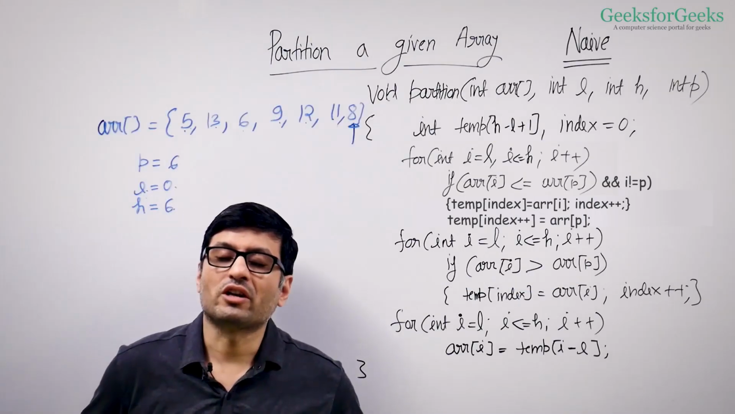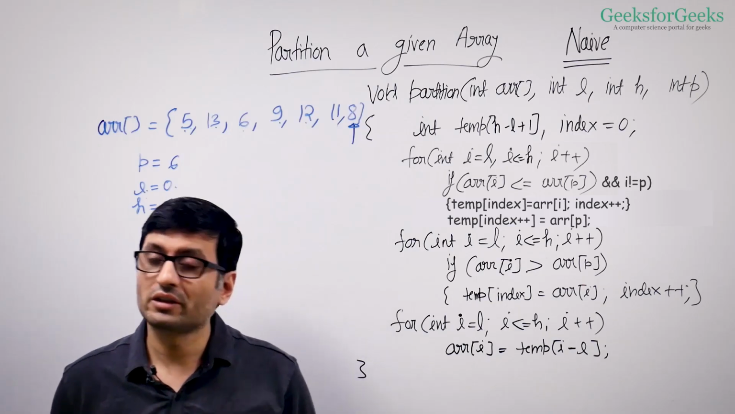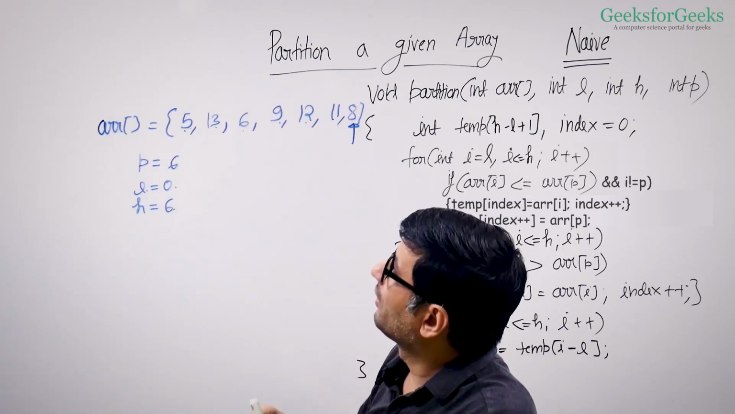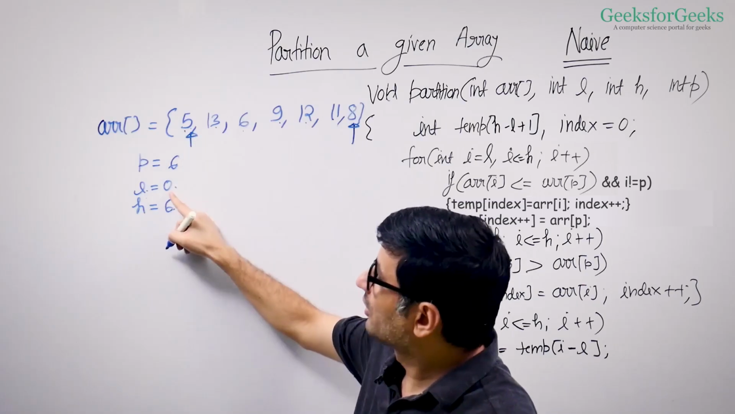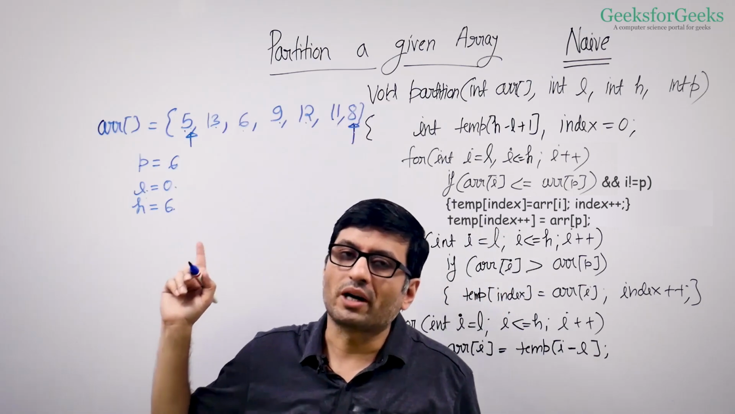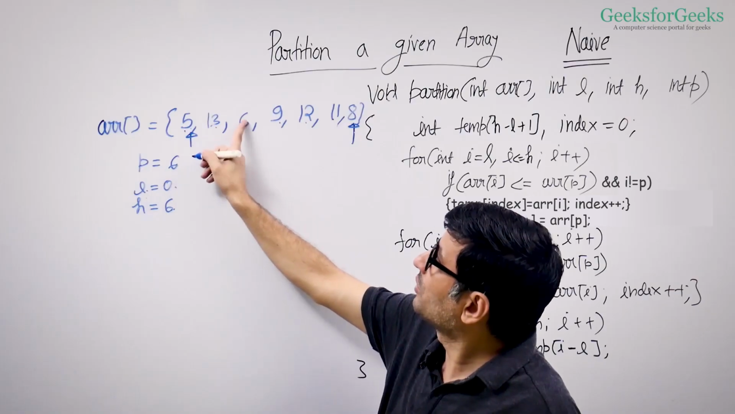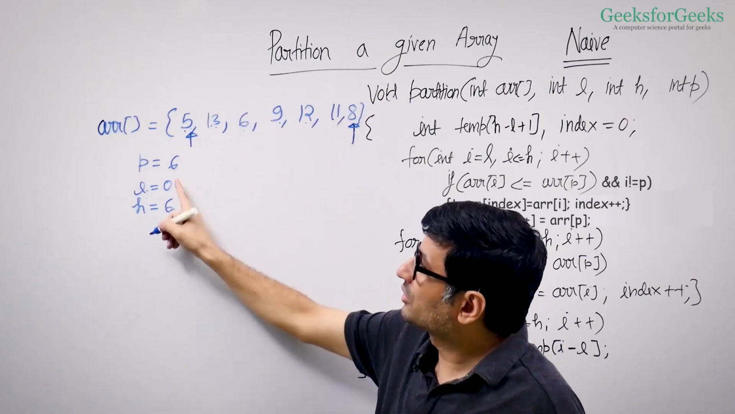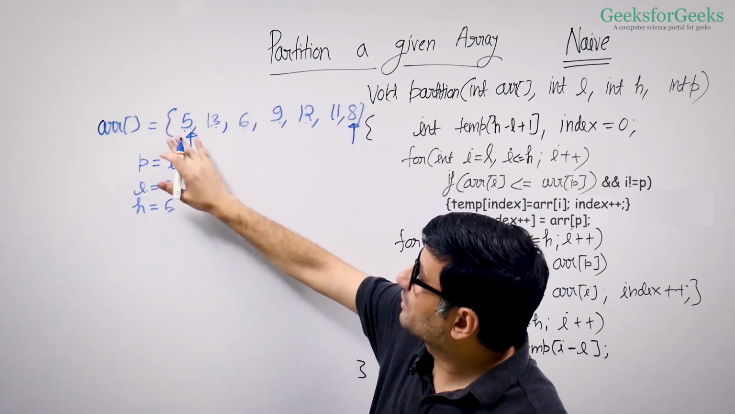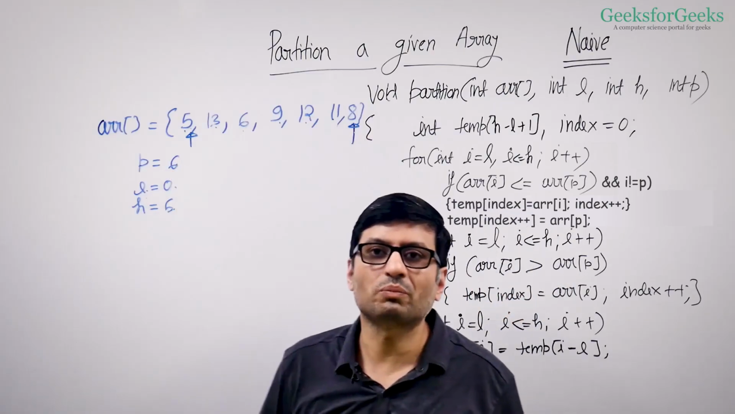Let us now talk about the naive solution to partition the array around a given pivot. Let's take a look at this example. We are given this array where low points to this element, low is 0, and high points to the last element. And we are also given the partition point as the last element. So indexes are from 0 to 6. So P and H both are 6, both are last elements. So L and H represent the whole array and this element represents the element around which you want to partition.